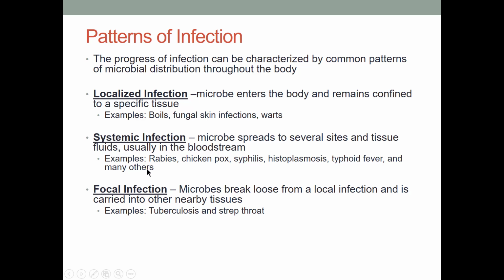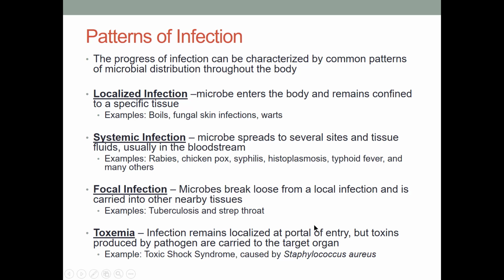A focal infection is one where it's kind of like a systemic infection, but it's not traveling throughout the body. So you might have a microbe that enters in one area, travels to another, but it doesn't necessarily travel throughout the entire body. And so these are not common. This is more of an exception than the rule. But tuberculosis, for example, can enter through the gut and travel to the lungs. Strep throat, for example, could come from the back of the throat and end up affecting other parts of the body that might include something like the heart or the brain, for example.